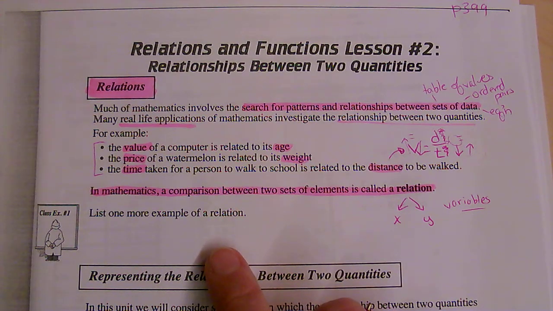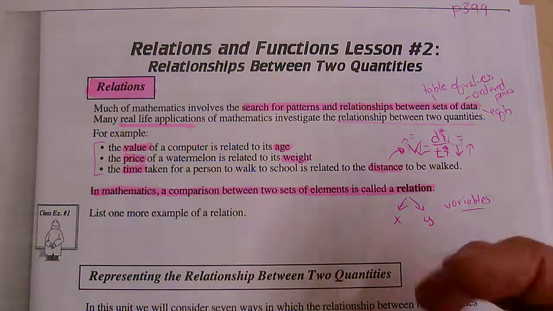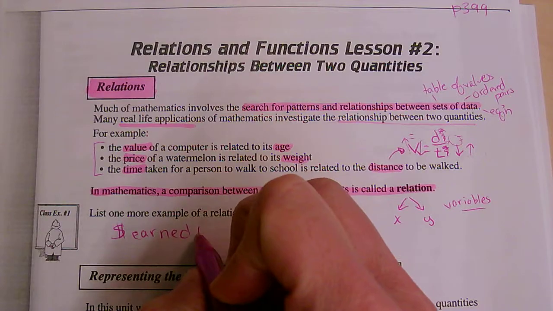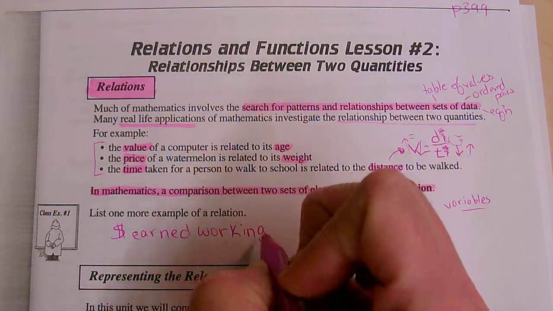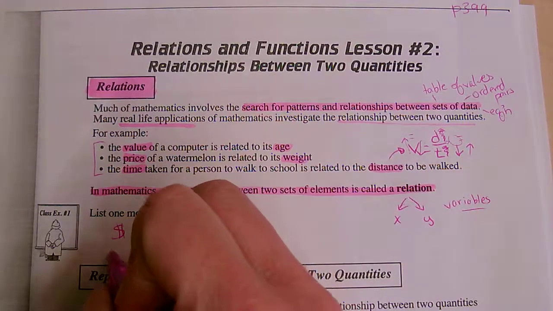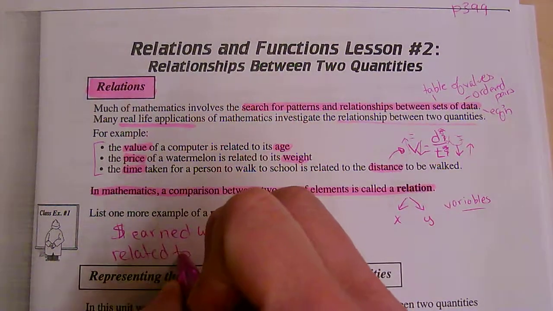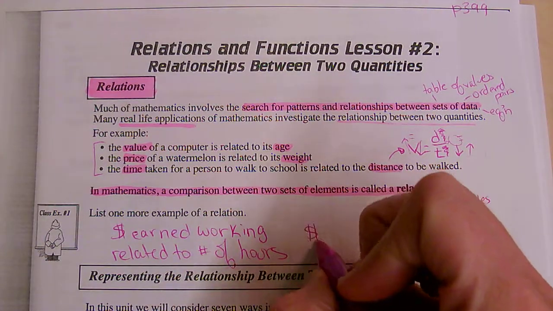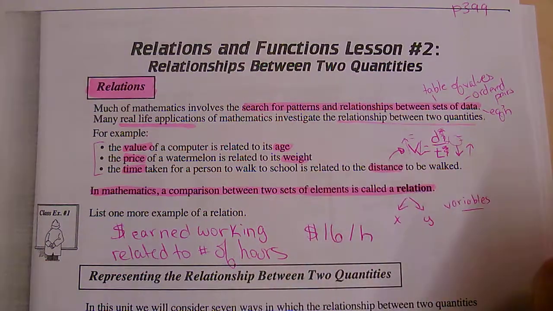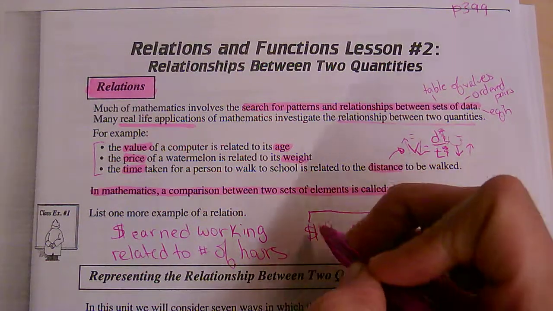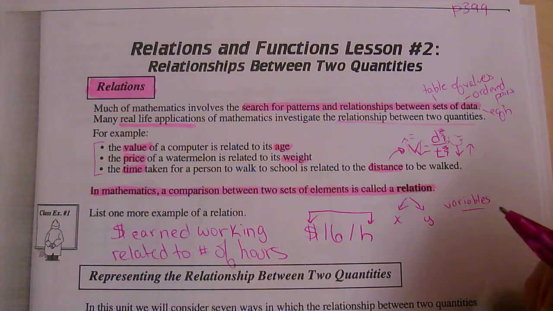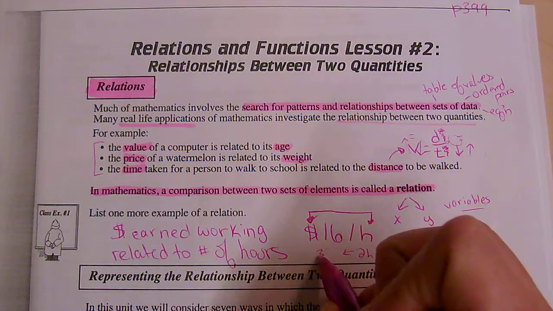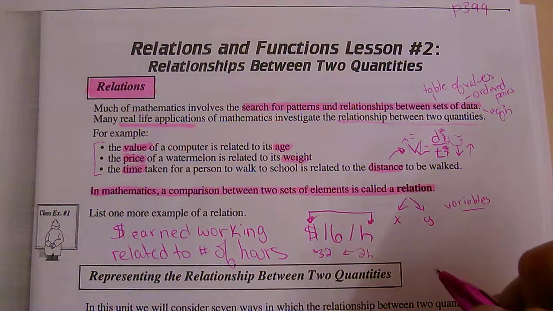So one more example of a relation. If anybody has a job, the amount of money earned working is related to how many hours you work. So you might have an hourly wage of $16 per hour. So that money and the amount that you're making, that's the relationship there. So if you were to work 2 hours, well then you would earn $32, stuff like that. Simple but still function.